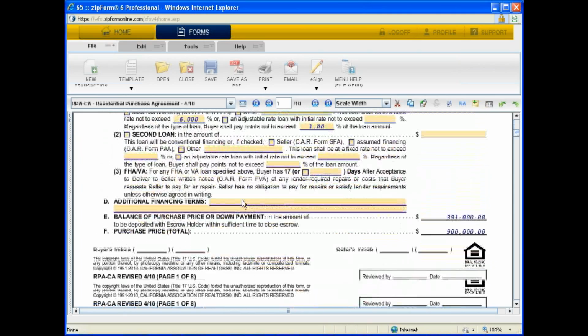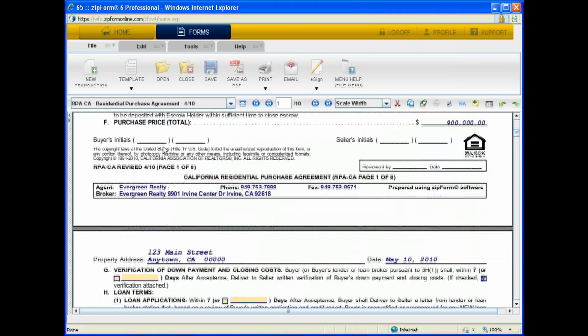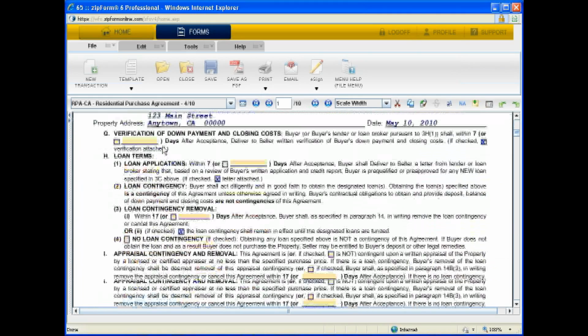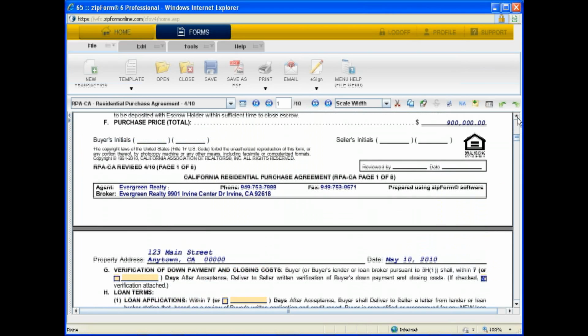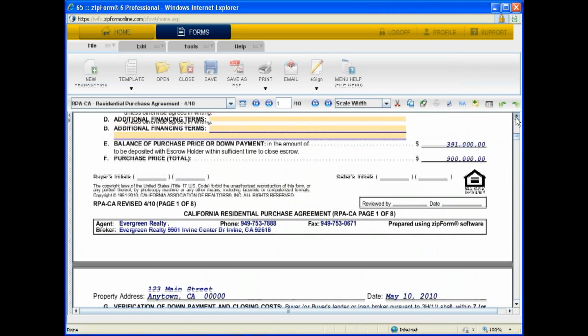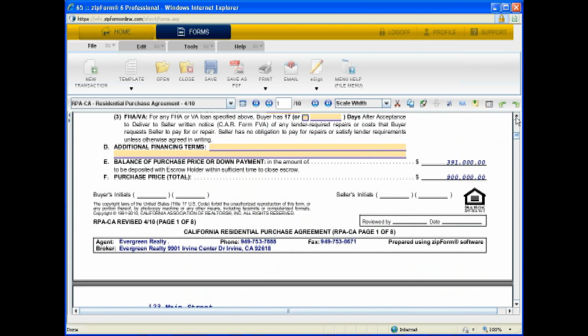So the way it's done now is much better, and what you need to know is whenever you have an FHA or VA transaction, I'm getting ahead of myself here, use that addendum. Let me get back to where I'm at here.